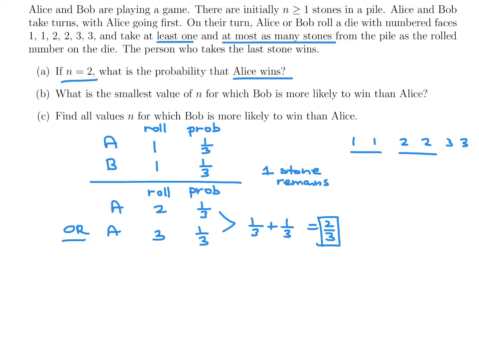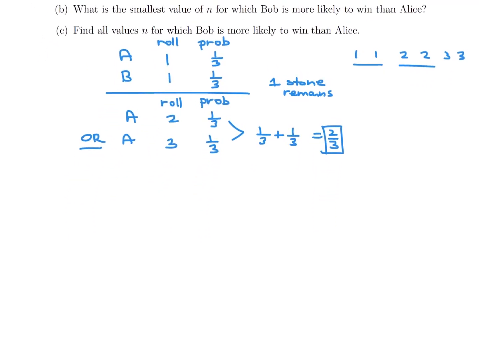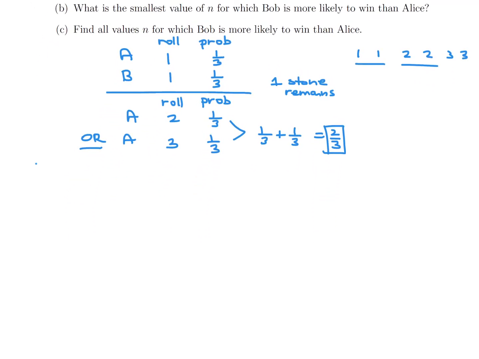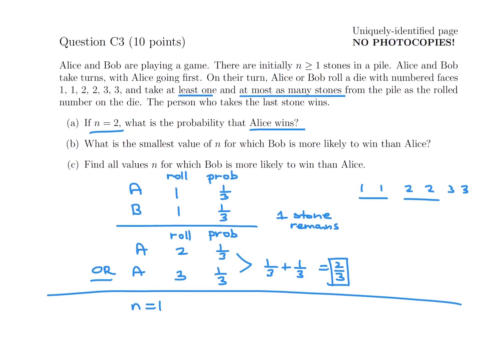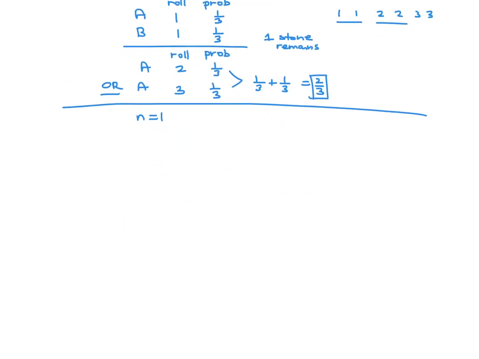What is the smallest value of n for which Bob is more likely to win than Alice? Okay, so this is going to require a little bit more calculation, obviously. So here we go. So what is the smallest value? Well, let's just go one at a time. When n is 1, who goes first here? Alice goes first, right? So if n is 1, then no matter what Alice rolls, she wins. If she rolls a 1 or 2 or 3.